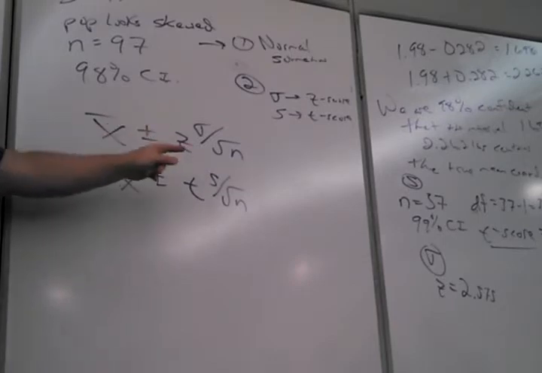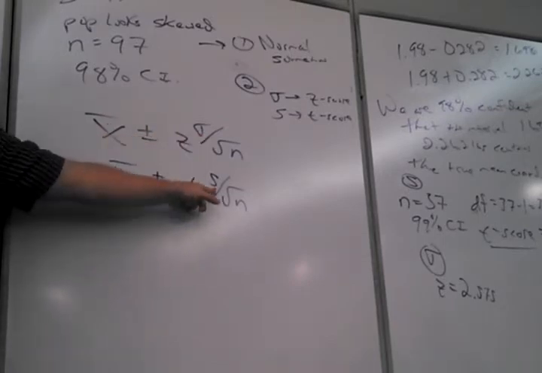But when do I use Z? Oh, when I know sigma. When do I use T? Oh, when I know S. Okay.